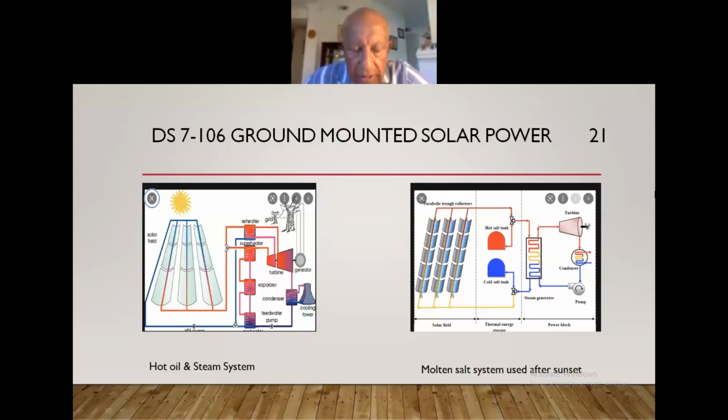Remember, I told you that this plant can run after sunset for about 4 to 6 hours because of this system. Here, the hot oil, instead of going to the turbine and boiler, is heating up molten salt. This is a mixture of sodium nitrate and potassium nitrate, heated up to 700 degrees Fahrenheit. At the end of the day, the hot salt tank is full of molten salt at 700 degrees Fahrenheit, and the cold salt tank is empty.